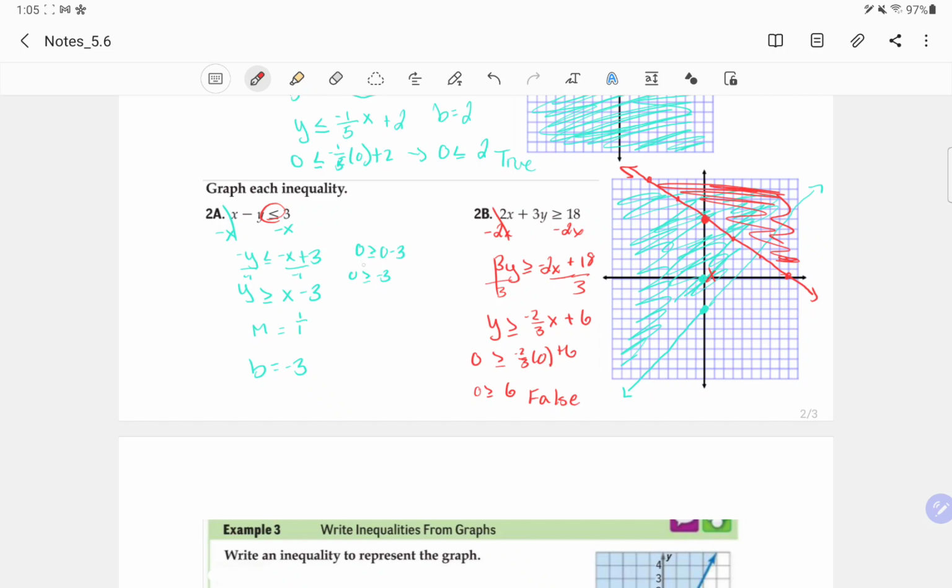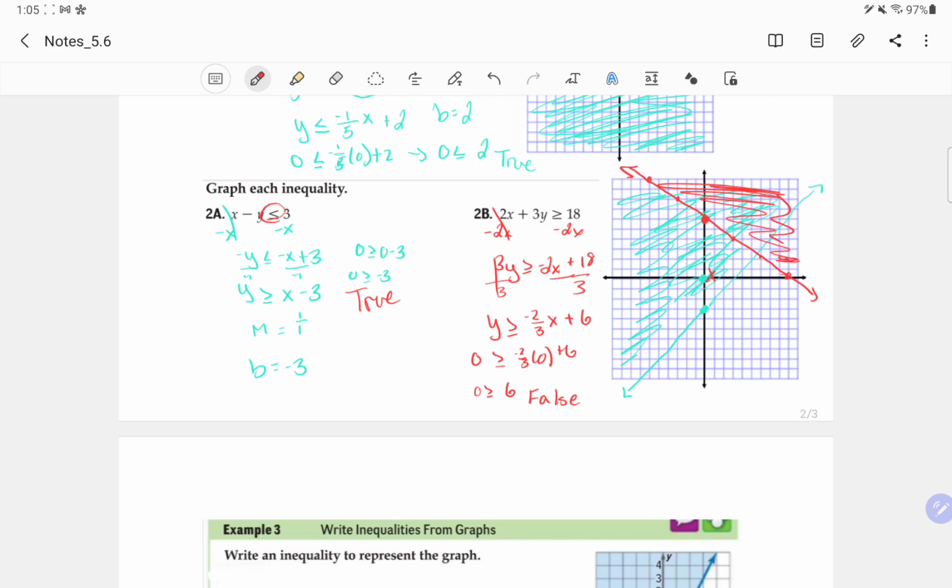And then over here you can see where I plugged in my origin. 0 for y is greater than or equal to 0 minus 3, so is 0 greater than or equal to negative 3? That was a true statement, so I shaded the side that the origin was on, over here from my red graph. Okay, I did the same thing.